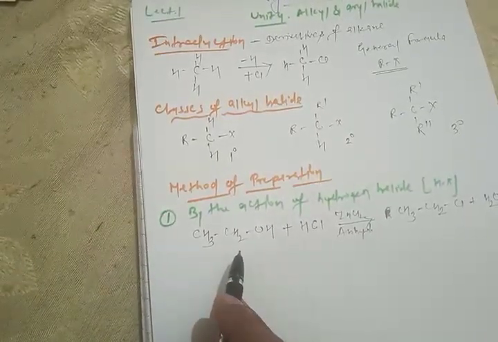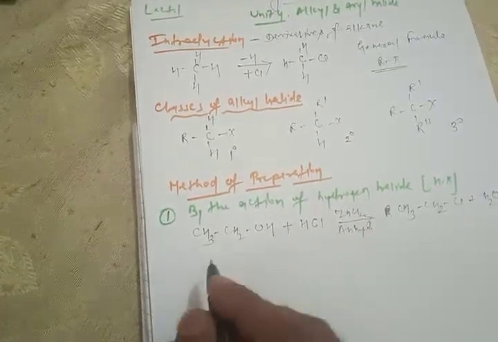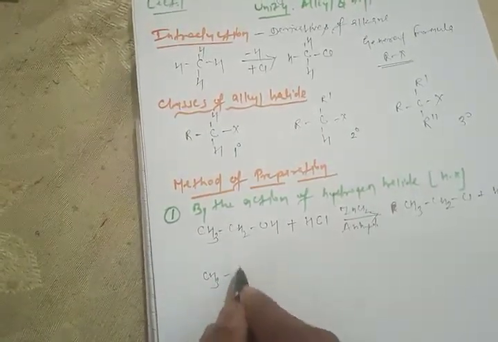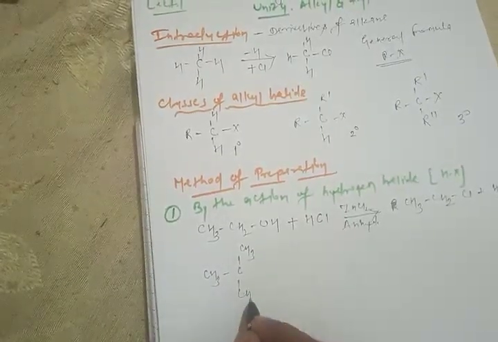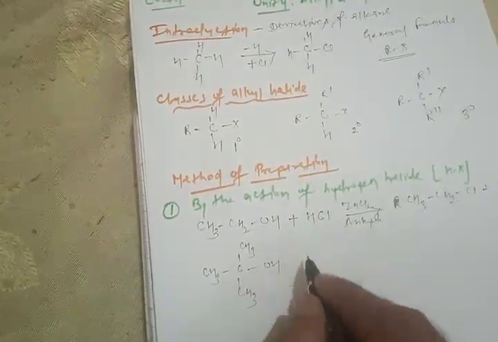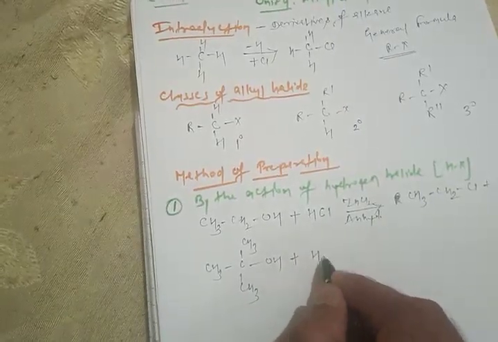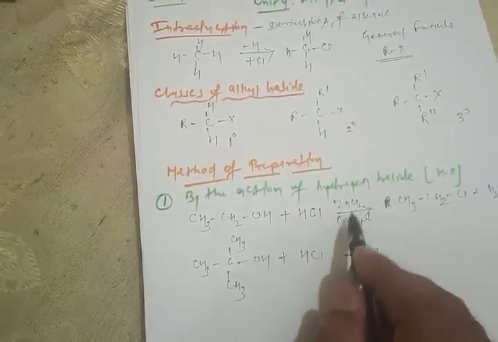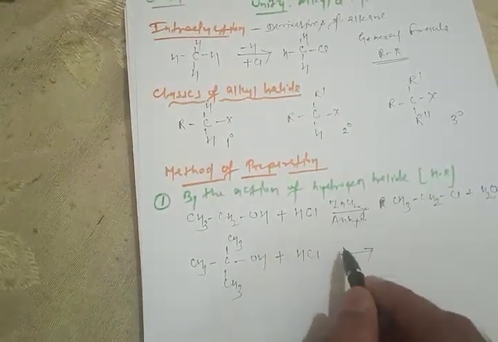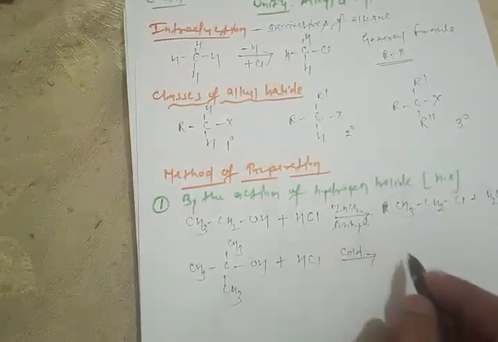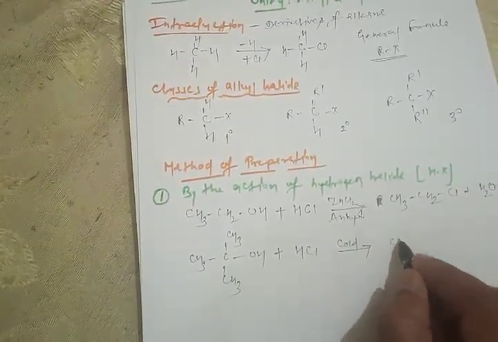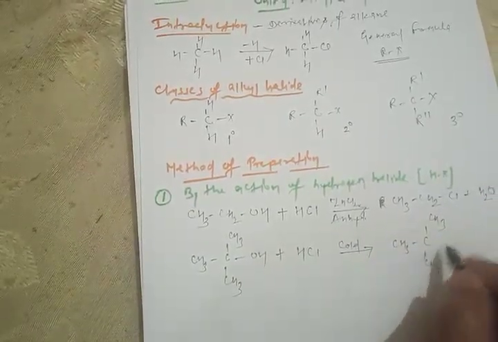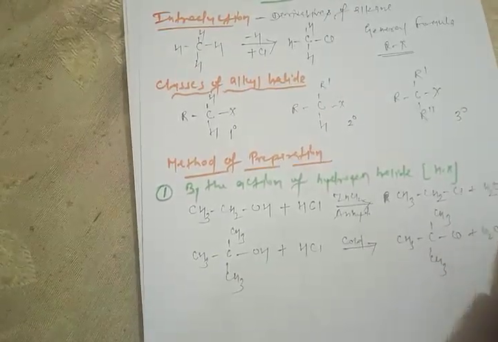Now you can prepare from second degree alcohol and third degree alcohol also. If you have a tertiary alcohol like (CH3)3COH plus HCl, again no need to repeat the condition, that means anhydrous zinc chloride, it will easily react because of the tertiary alcohol. The result will be (CH3)3CCl plus H2O.